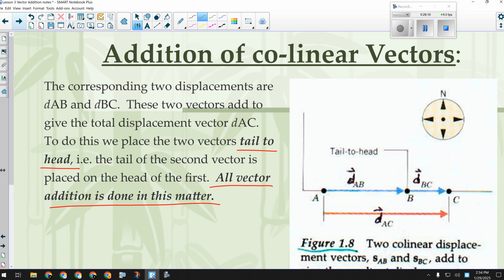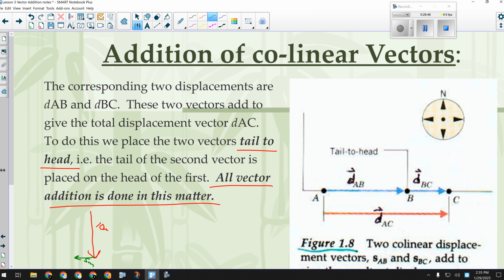So what if I had a situation where a person walked 10 meters south and then went 5 meters west? What would that look like? That's my 10 meter south vector. What would I do with the 5 meter west vector? Have a dot at the bottom of that arrow and turn it left.